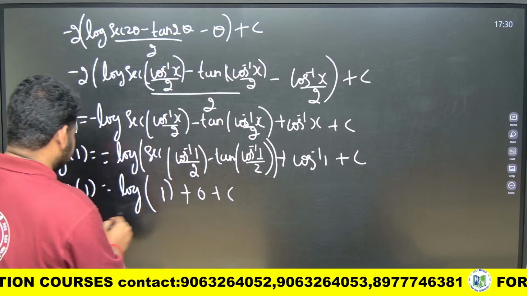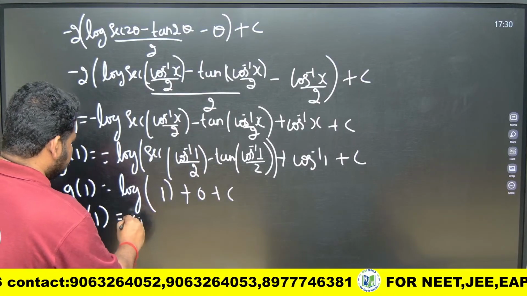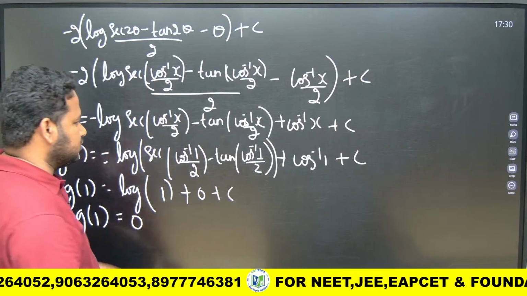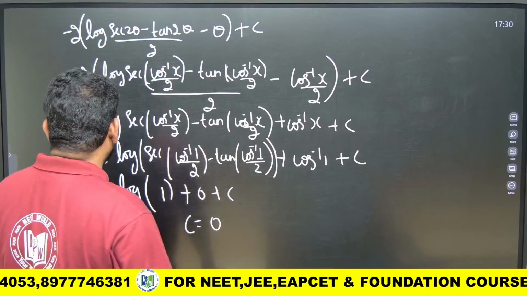So log 1 is also equal to 0. So g of 1 will be equal to 0. That means the constant value will become equal to 0.